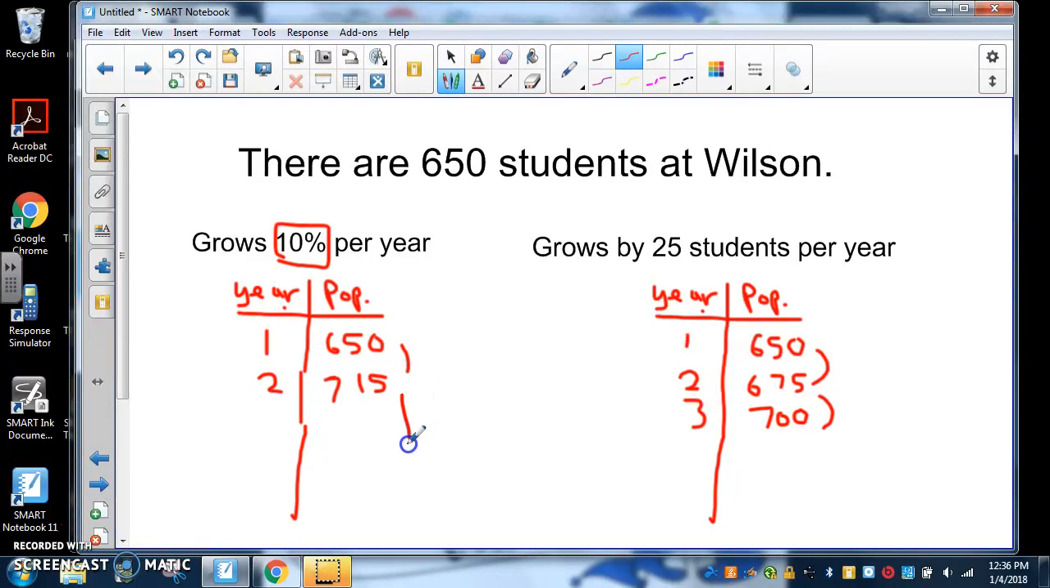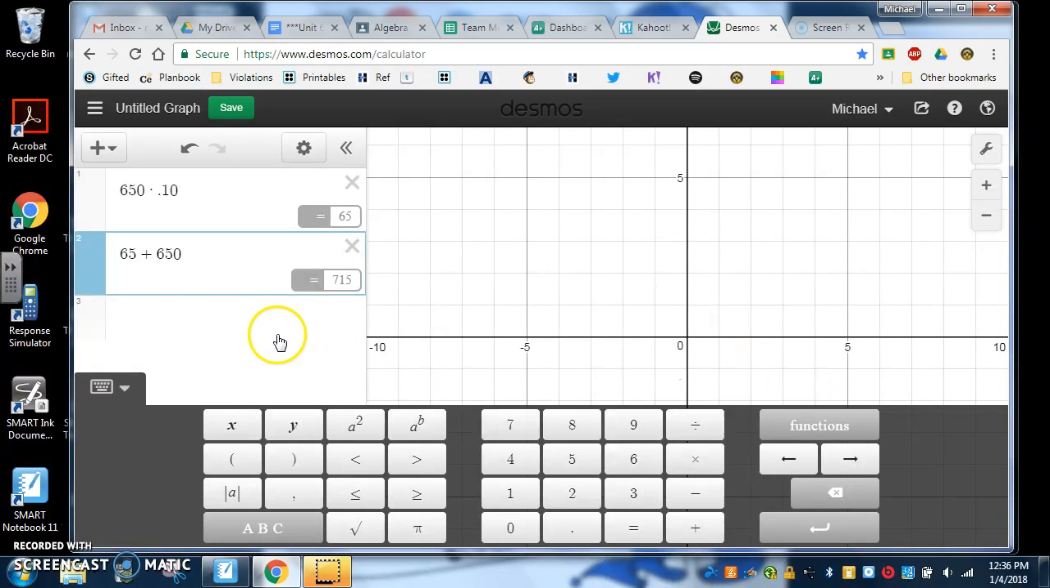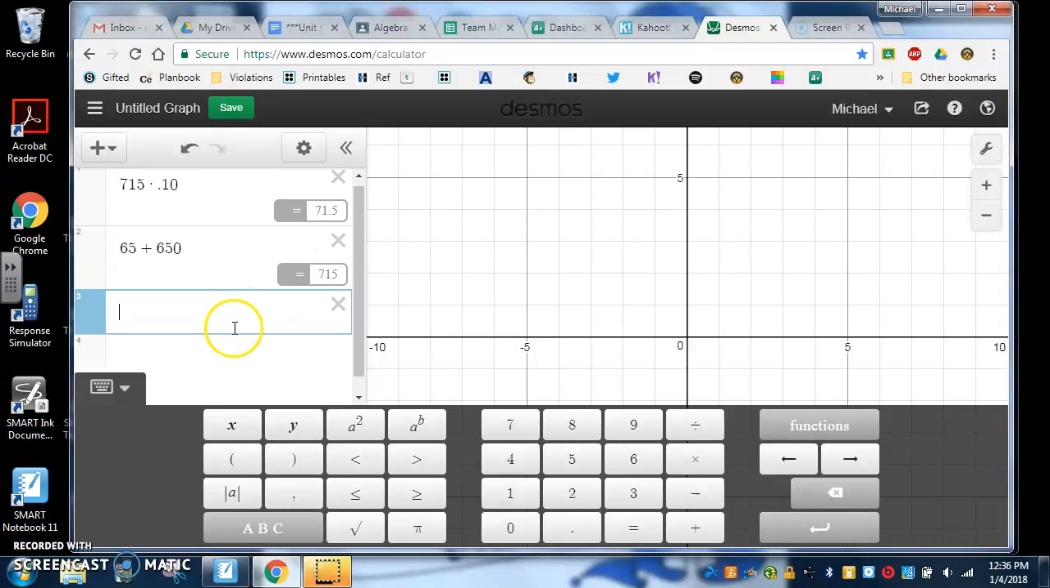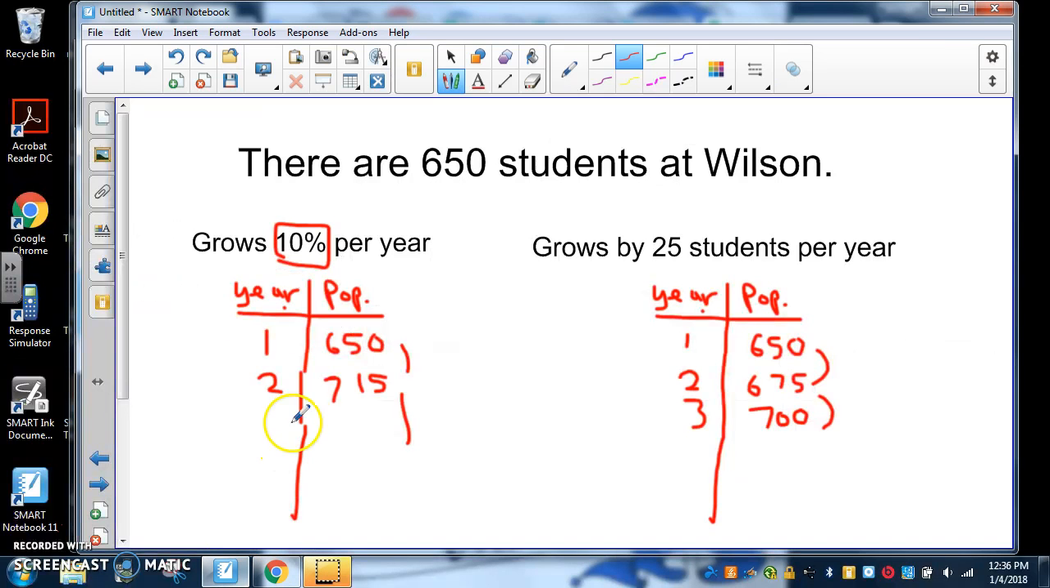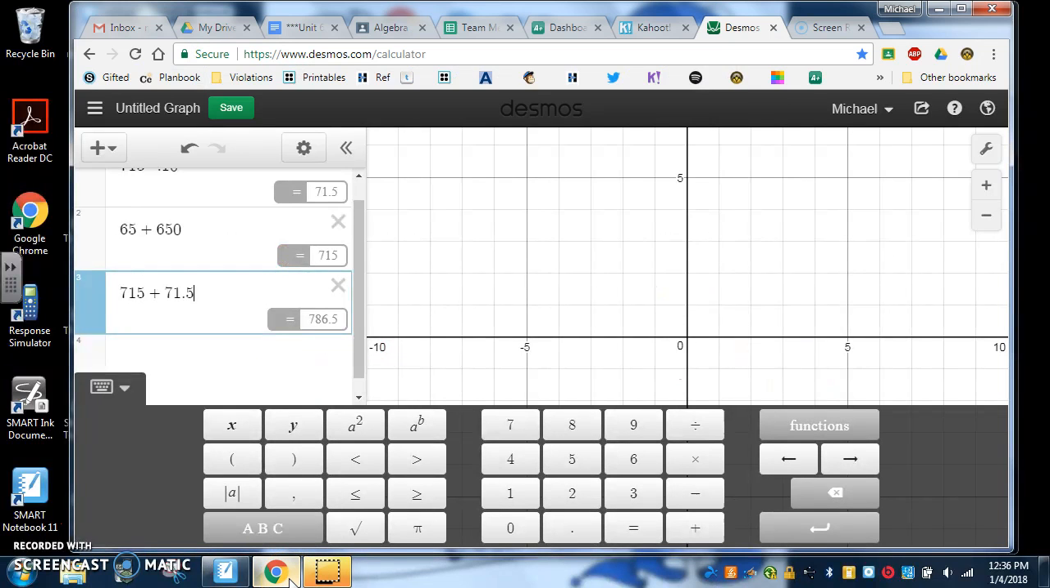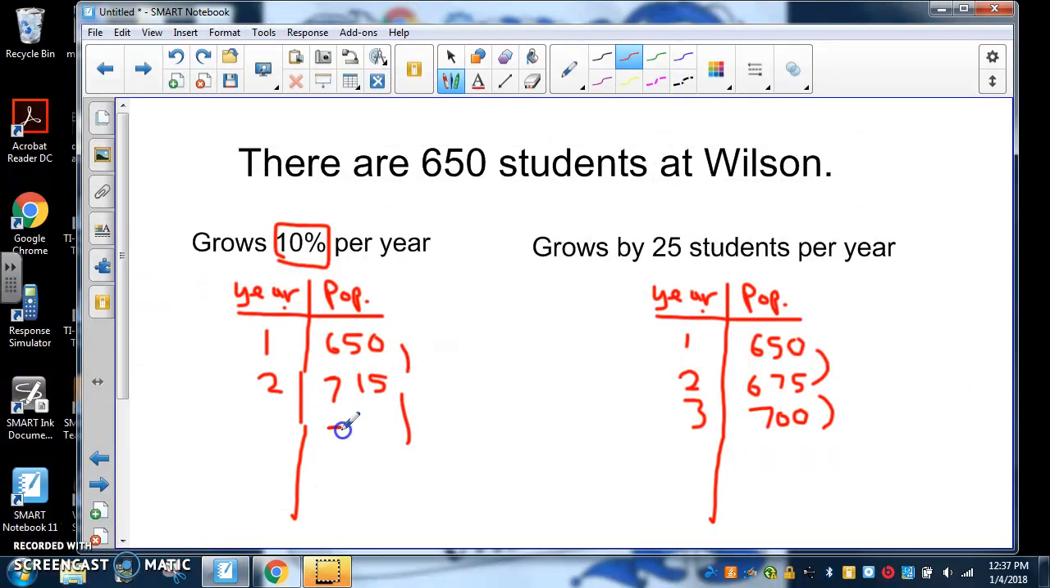715. But now how do I do that? Well, same pattern. Now I'm just going to find 10% of 715. That's 71.5. I'm going to have to add that to what I had before. So 715 plus 71.5 gives us 786.5. And yes, I'll have to find 10% of that. On and on and on.